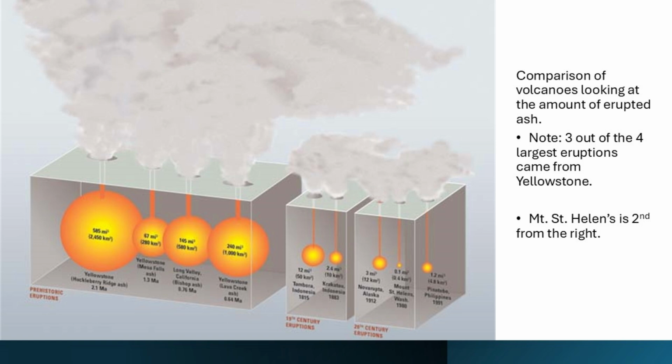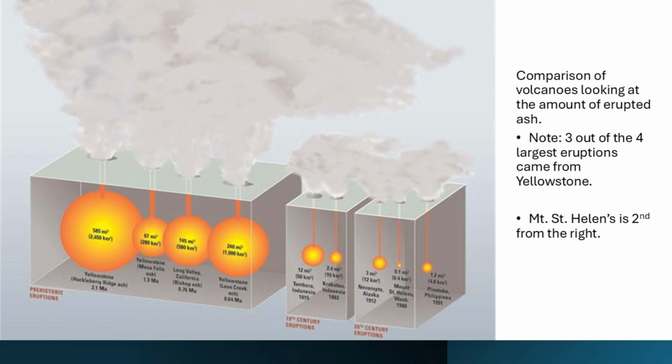So on the right-hand side, one of the more commonly known ones in North America is Mount St. Helens. It erupted in 1980, and it's located in Washington State in the United States. And this eruption was the most deadly and economically destructive event in U.S. history. But you'll note Mount St. Helens is represented by the second dot from the right-hand side.